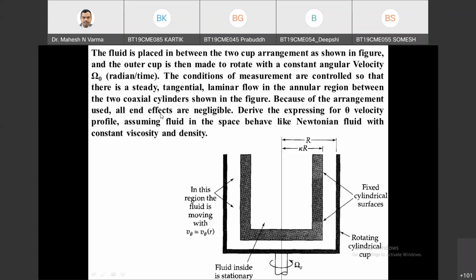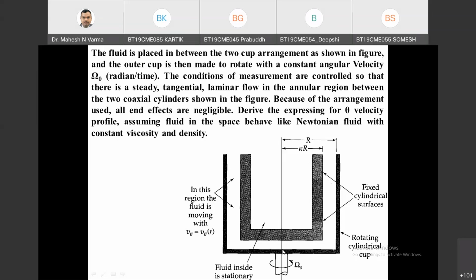End effects are neglected. Again, same thing. Here V theta will be a function of Z in this region. This and this are symmetric actually, and it will be a function of Z in this region also, because this surface is rotating and this surface is steady.